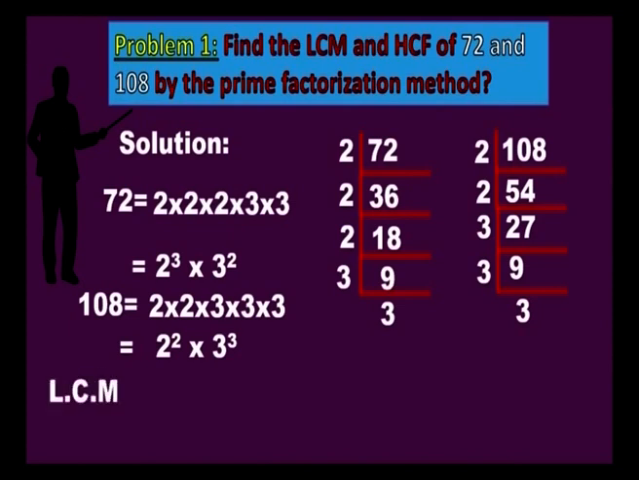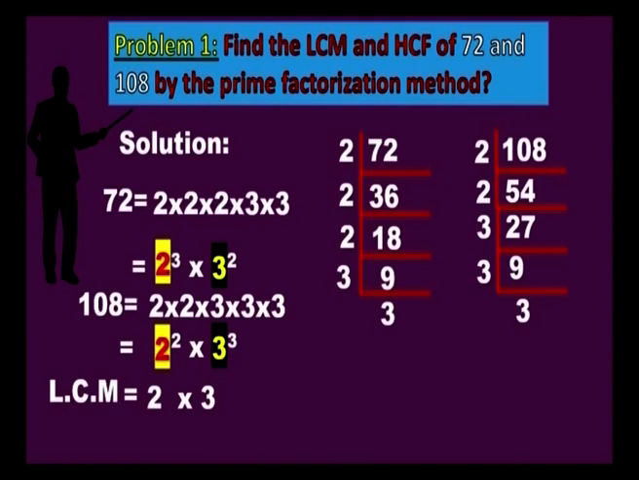Now LCM. If you observe the two prime factorizations, there is 2 in the first one and also in the second, and 3 in both. So the total available prime numbers are 2 and 3. We list all the prime numbers in the two prime factorizations, 2 into 3. Now coming to the powers. Which power is to be taken? In the second step, for LCM we should consider the highest power from the two.